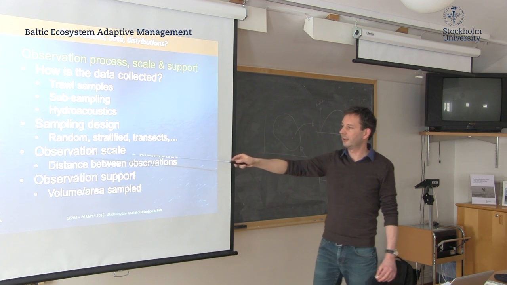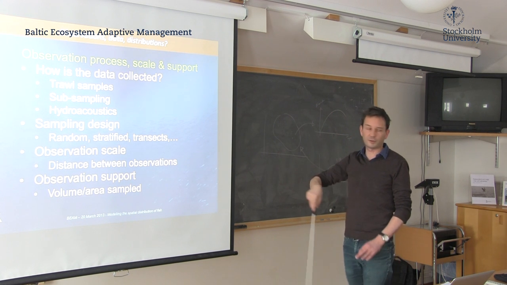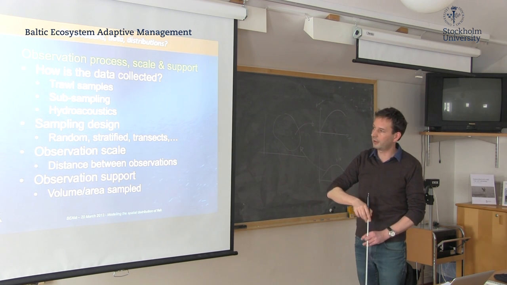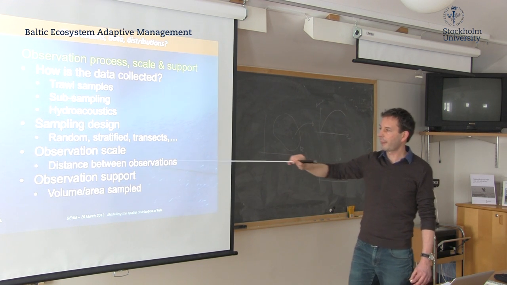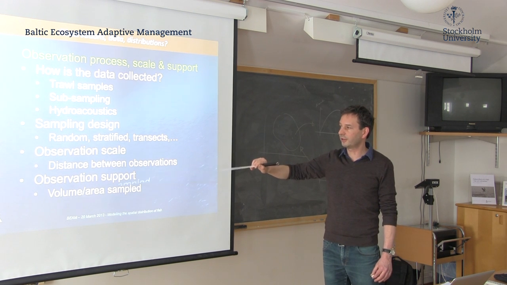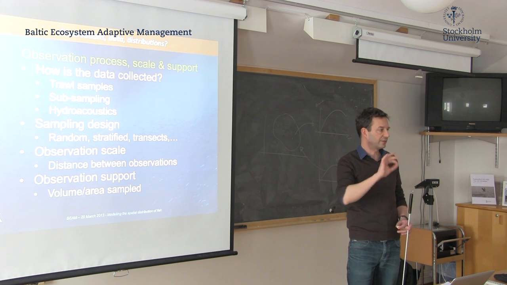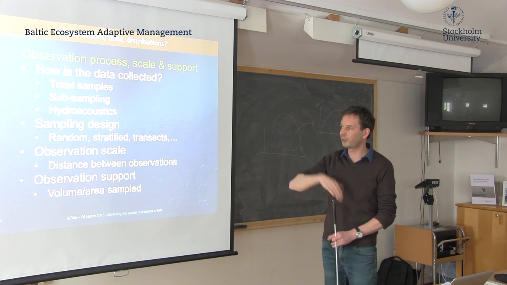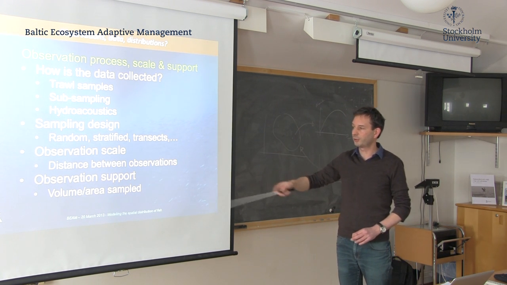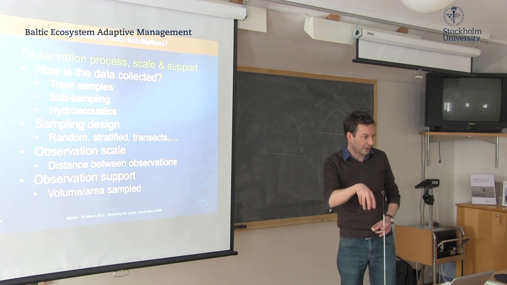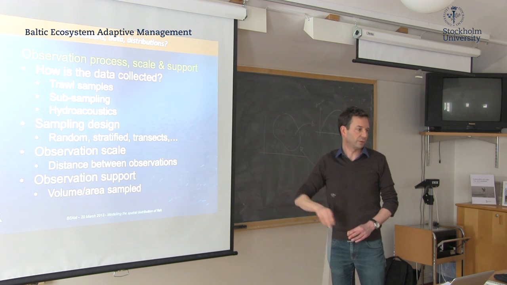Sampling design: typical designs that we know of are random design, stratified design, transects, and so on. These also have a huge impact on the estimates of abundance or density you can make. Observation scale and observation support, that's what I mentioned earlier with the example of the Barents Sea survey. You can have observation scales, that is the distance between your different trawl samples or between your transects if you're doing a hydroacoustic survey. And your observation support is actually the volume or the area that you are sampling. And this is often very much smaller in comparison to your scale of observation.